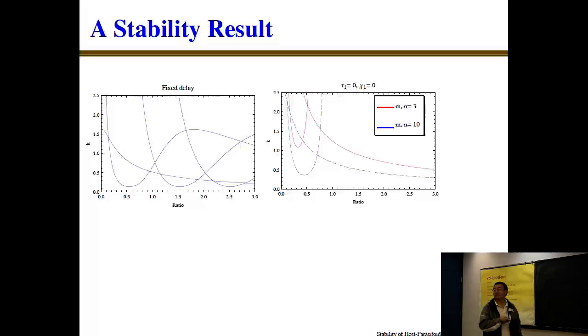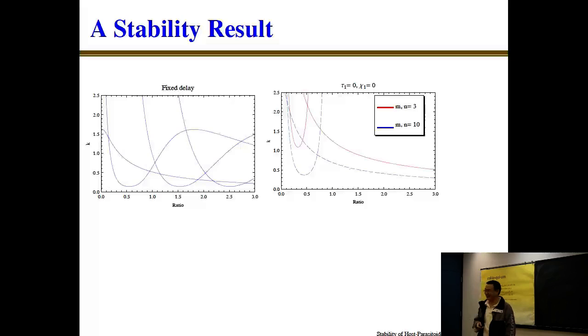Even the generation cycle that still exists around 0.5, this ratio point now depends on the value of the shape parameter. If M and N equal about 10, then the generation cycle appears near 0.5. But if M and N equal 3, the generation cycle appears around 0.3, much less than 0.5. So from these two graphs, you can see the distributed maturation time does bring some qualitative changes in the population dynamics.